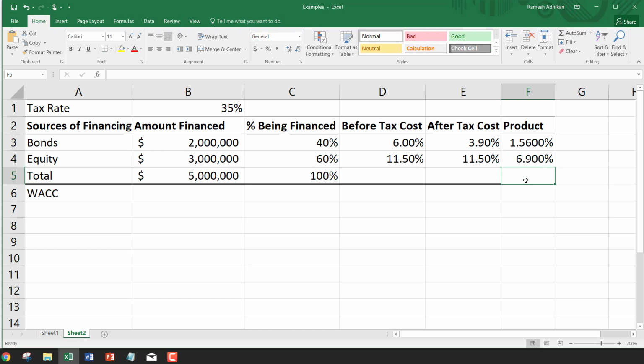And if you add these two, that gives us the WACC. So in order to compute WACC, all you have to do is sum the products. You can sum individually, or you can use the sum function from Excel. I'm going to do it individually. So this one plus this one should give us the weighted average cost of capital for this company, right? If there were more sources of capital, you'd add them all. But for now, we have just two sources of capital. You can just add them and get the WACC for this firm. Thank you.